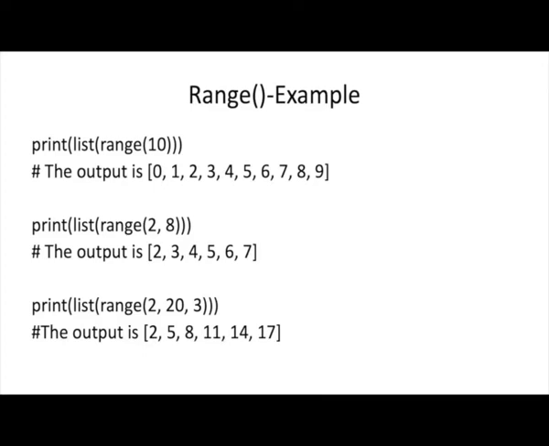In the first case and the second case the increment value is taken as 1, whereas in the third case we also specify the increment value, that is 3, from initial value 2 to final value 20. So, the values are 2, 5, 8. The values are incremented by 3: 2, then 2 plus 3, that is 5, 5 plus 3 is 8, 8 plus 3 is 11, 14, 17, till the value is less than 20.